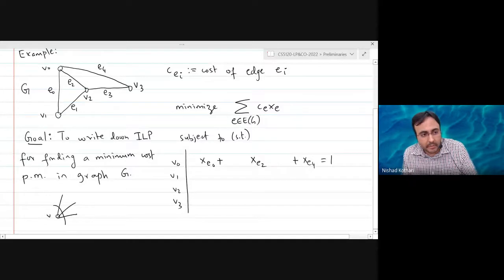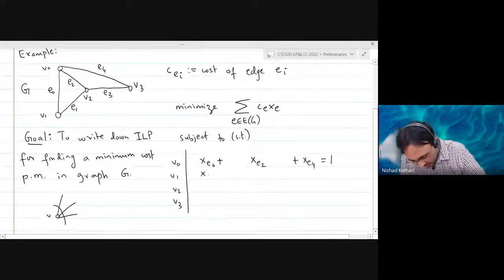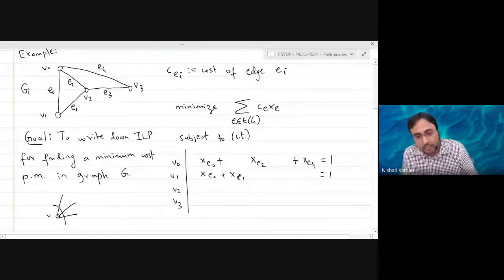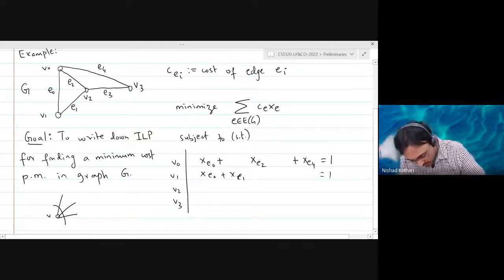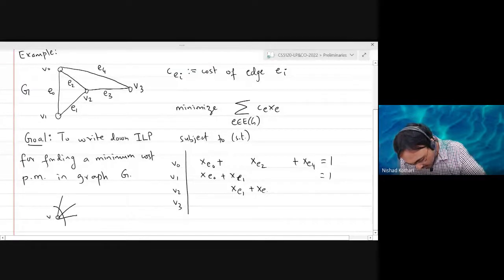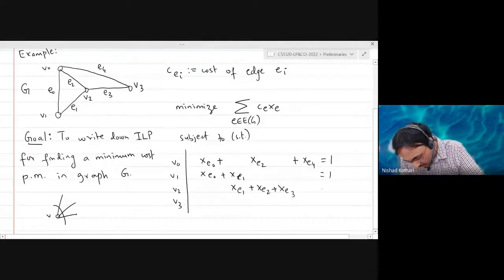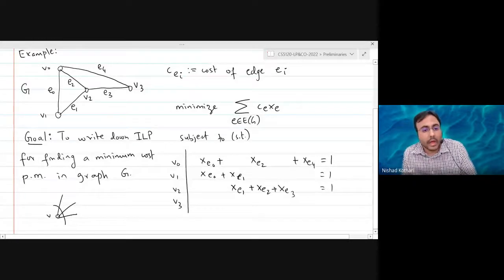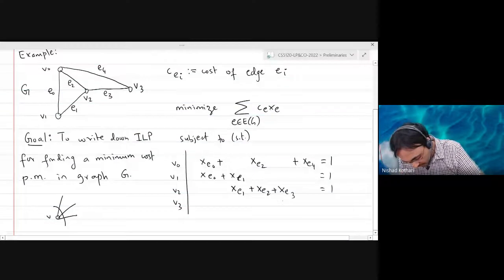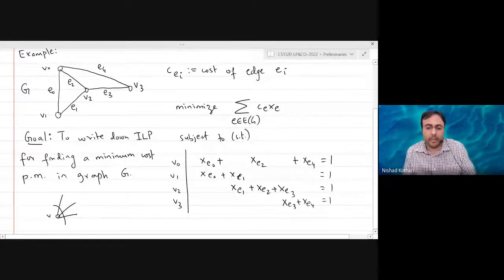For V1, we have E0 and E1. So it's x_E0 plus x_E1 equal to 1. And for V2, we have E1, E2, and E3. So this guy, and this guy. And finally, for the vertex V3, it's just E3 and E4. Okay, so these are all of our constraints, one for each vertex.